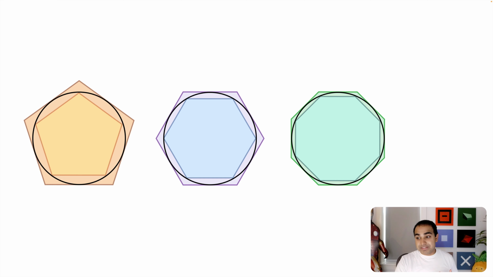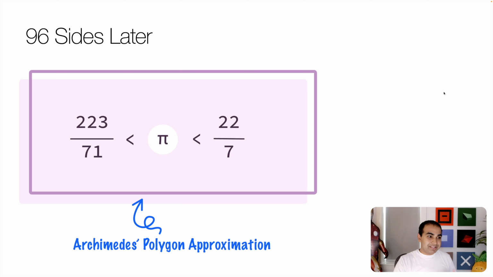Then what ended up happening is that Archimedes, 96 sides later, I don't even know what a 96-sided polygon is called, was able to come up with an approximation which stood the test of time for a very long time. That is that pi falls between 223/71 on the lower end and 22/7 on the higher end. So pi is somewhere between this range.